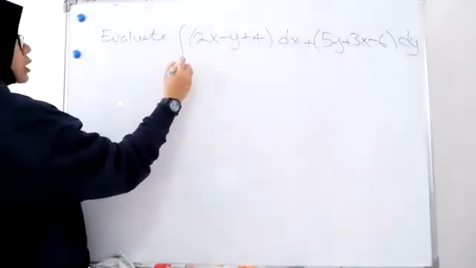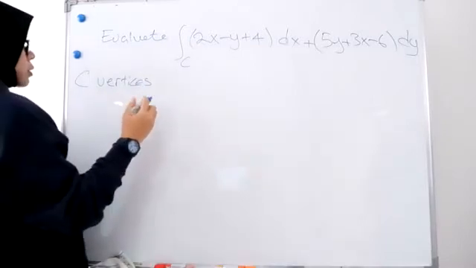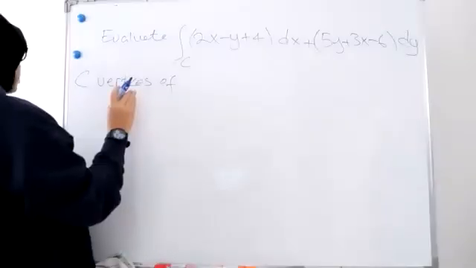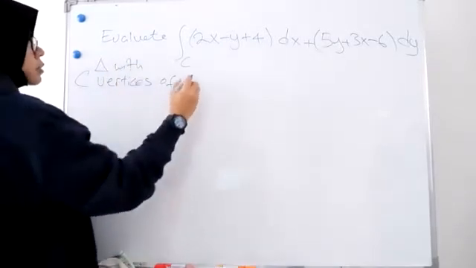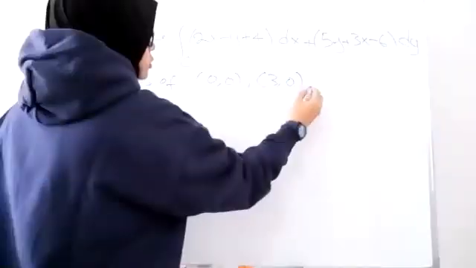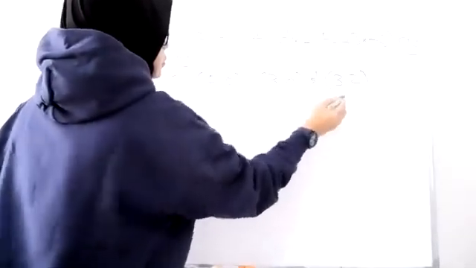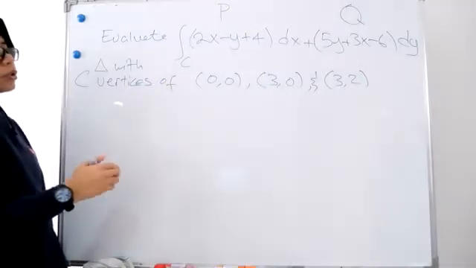Okay, let's see this one, and then C. What is C? C is what it says. It is a triangle with vertices of (0, 0), (3, 0), and then (3, 2). So first of all, we notice that this is the P, and then this is the Q. Okay, and then these are the lines. Okay, let's try to sketch this one.